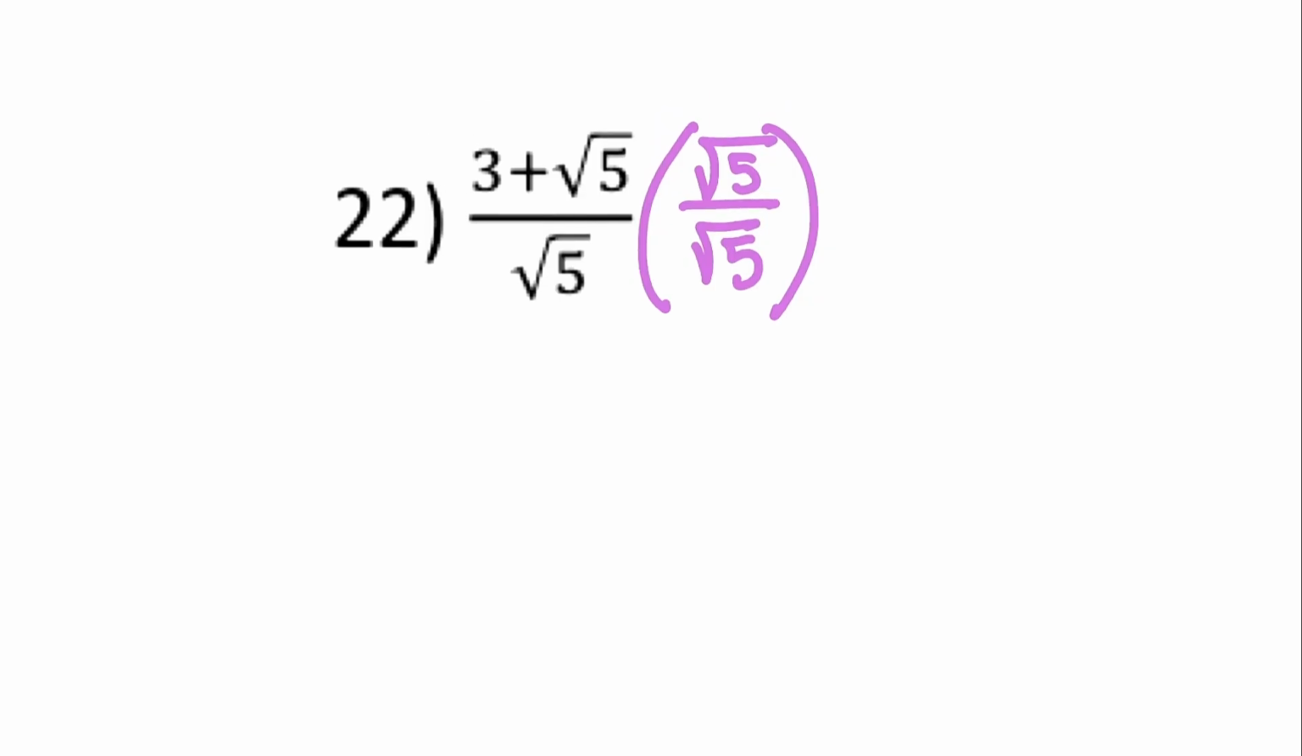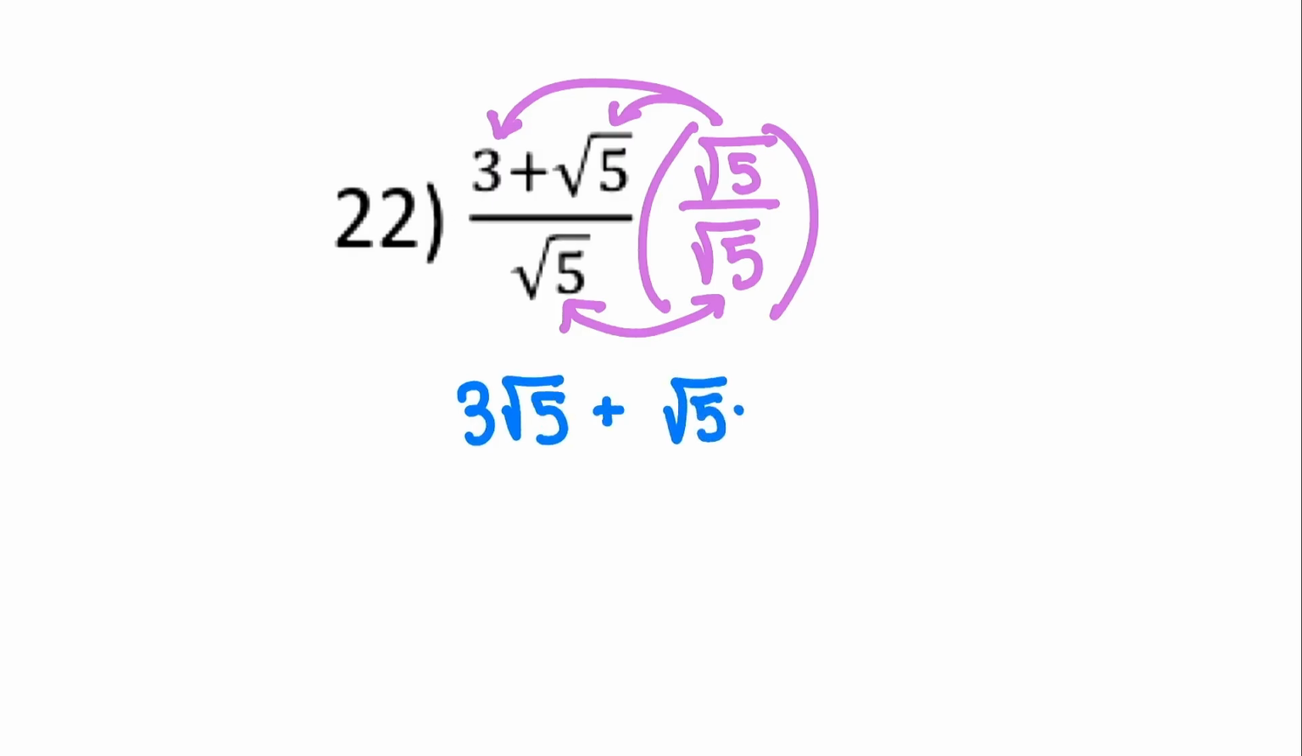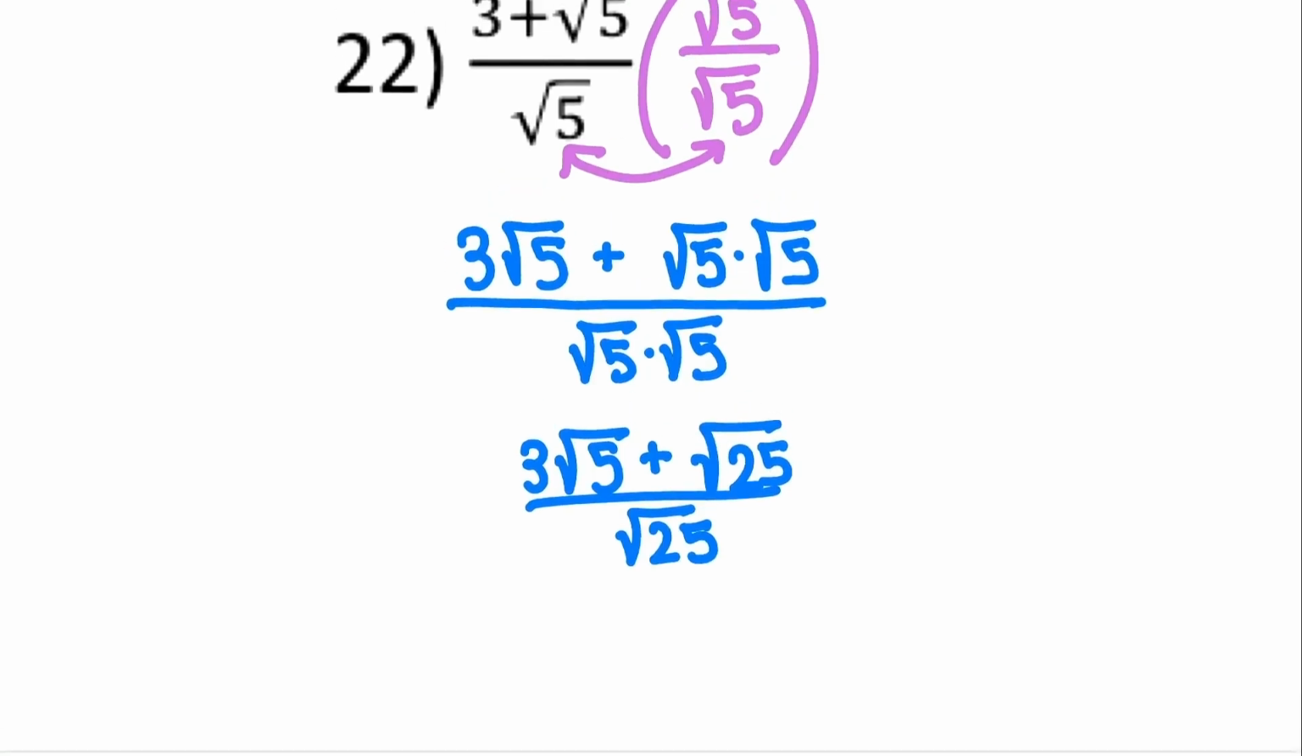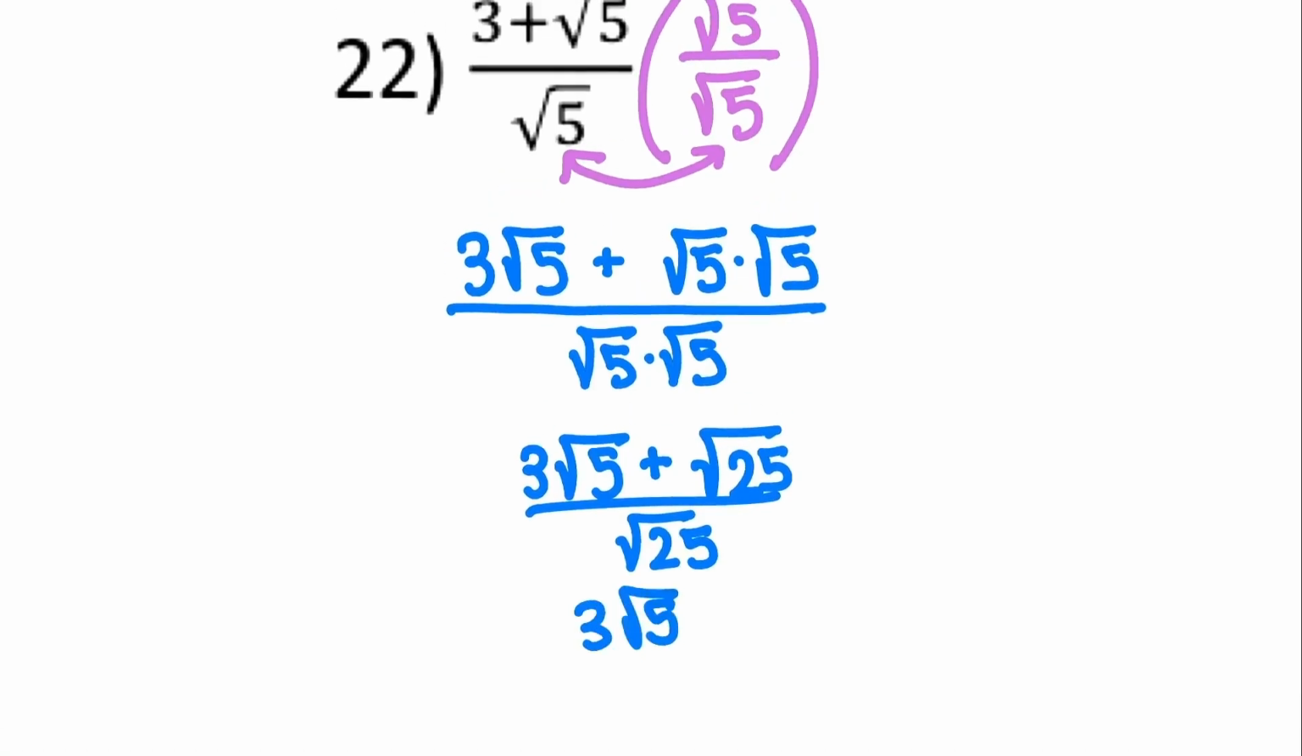By doing that, we're going to get a whole number in the bottom. And we can go ahead and distribute this to both terms. So we're going to get 3 radical 5 plus radical 5 times radical 5, which we'll simplify in a second, over radical 5 times radical 5. 3 radical 5 cannot be simplified any further, but these two can. The square root of 25 is 5. So our final answer is going to be 3 radical 5 plus 5 over 5.